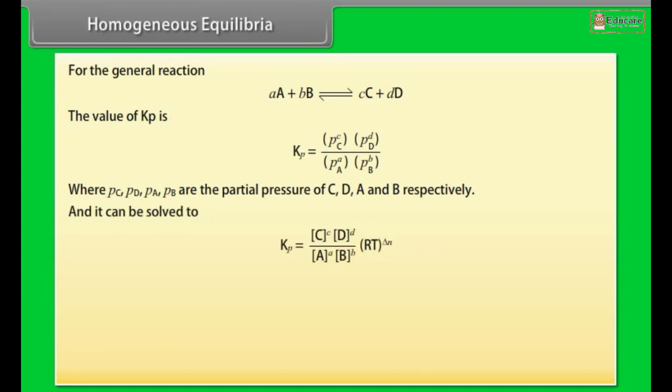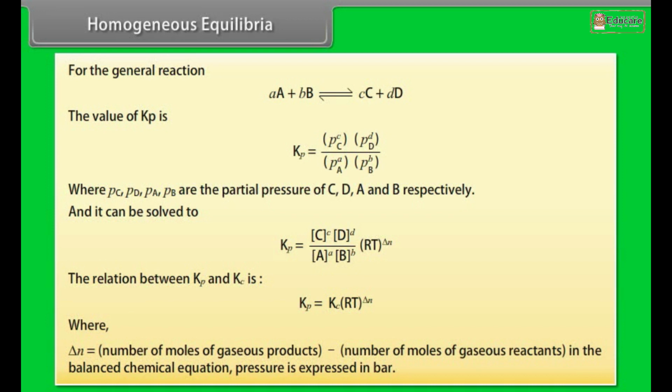to give the relation between Kp and Kc: Kp is equal to Kc into RT raised to the power delta n, where delta n is equal to the number of moles of gaseous products minus the number of moles of gaseous reactants in the balanced chemical equation. Pressure is expressed in bar.